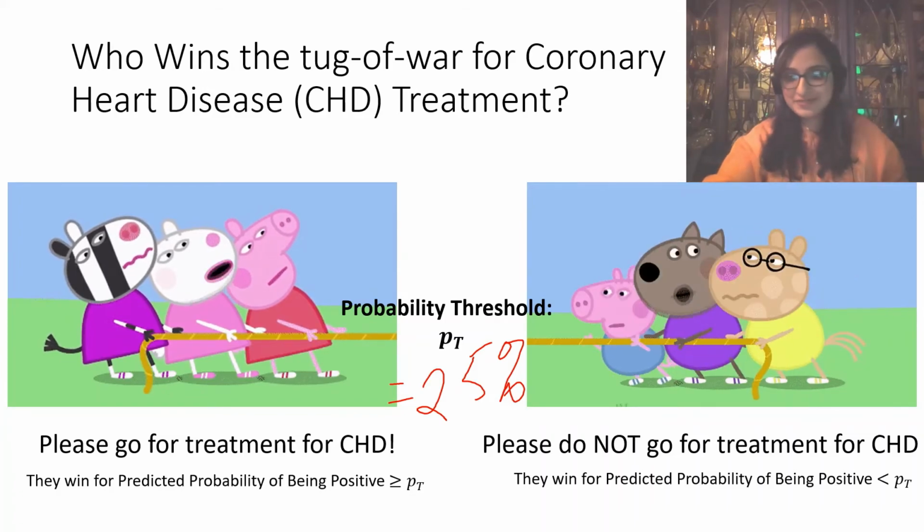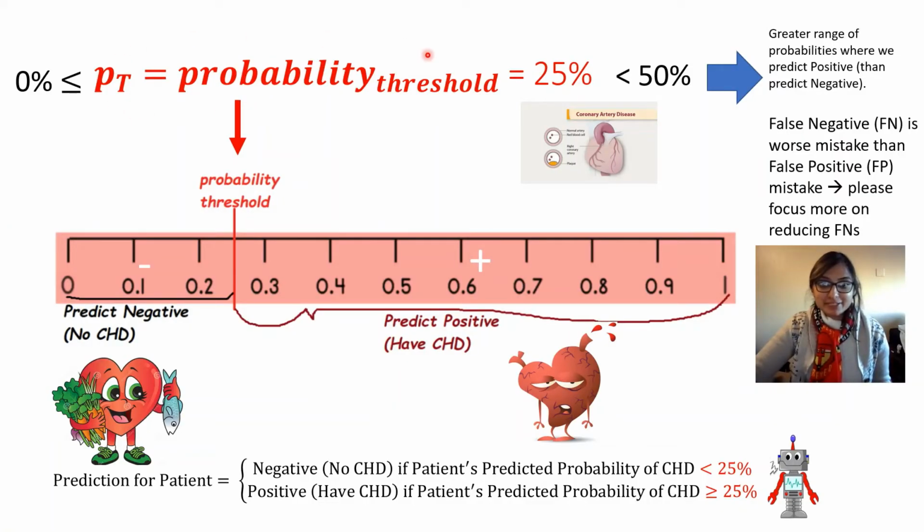So how do you interpret that? If the probability threshold is 25%, like it is in this example, so that's between 0% and 50%, but does not include 50%. As we just discussed, since the probability threshold is less than 50%, that just means that there is a greater range of probabilities where we predict positive for the individuals.